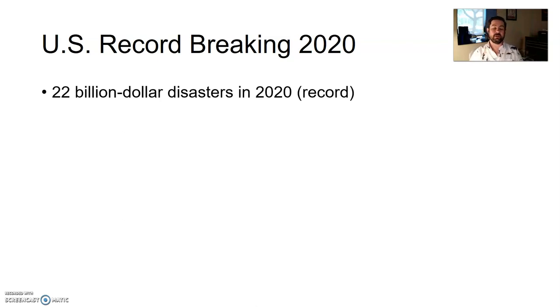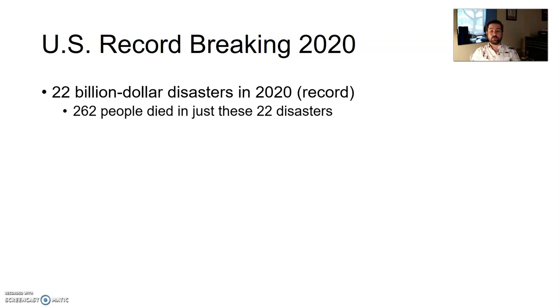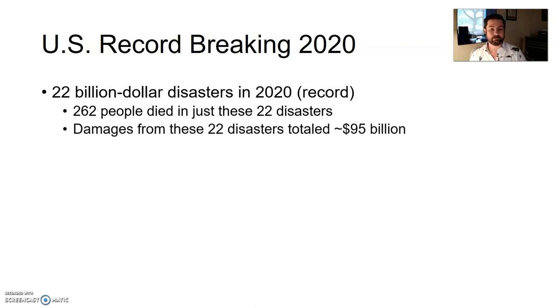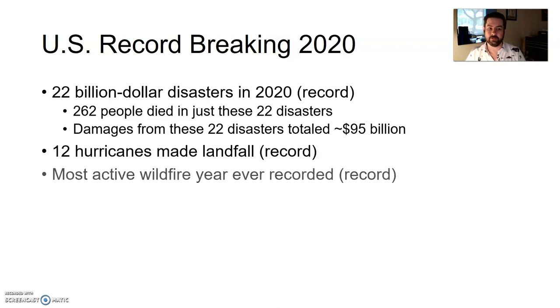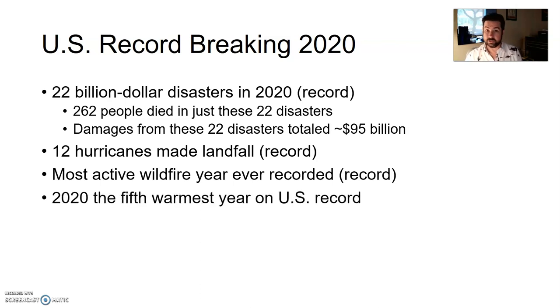Again, 22 billion-dollar disasters in 2020. That is a record. 262 people died in just these 22 disasters alone. This isn't including all the other disasters. That adds up. 262 people died. Damages, almost $100 billion. 12 hurricanes made landfall last year. That's a record. Most active wildfire year ever recorded. This year is creeping up pretty close to that, 2021.